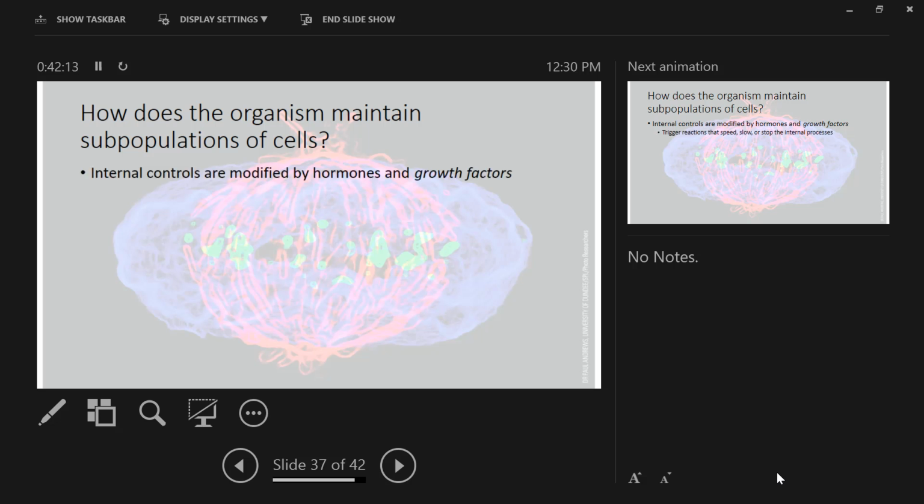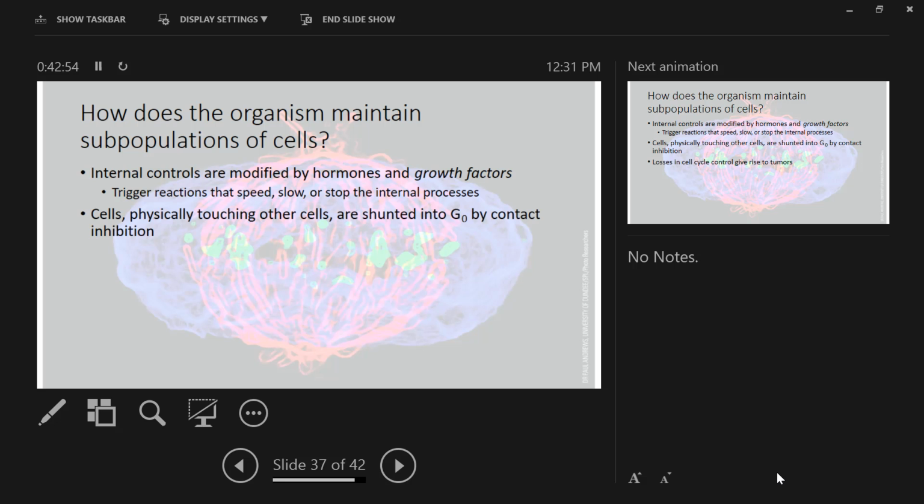So all of these internal controls, the coding of CDKs, the coding of cyclins, the degradation of cyclins, all of those are controlled and modified by hormones, external signals, and growth factors. These hormones and growth factors will trigger processes that will speed up if necessary, slow down if necessary, or completely stop these internal cellular processes. So it's a way surrounding cells can control what's happening in neighboring cells.